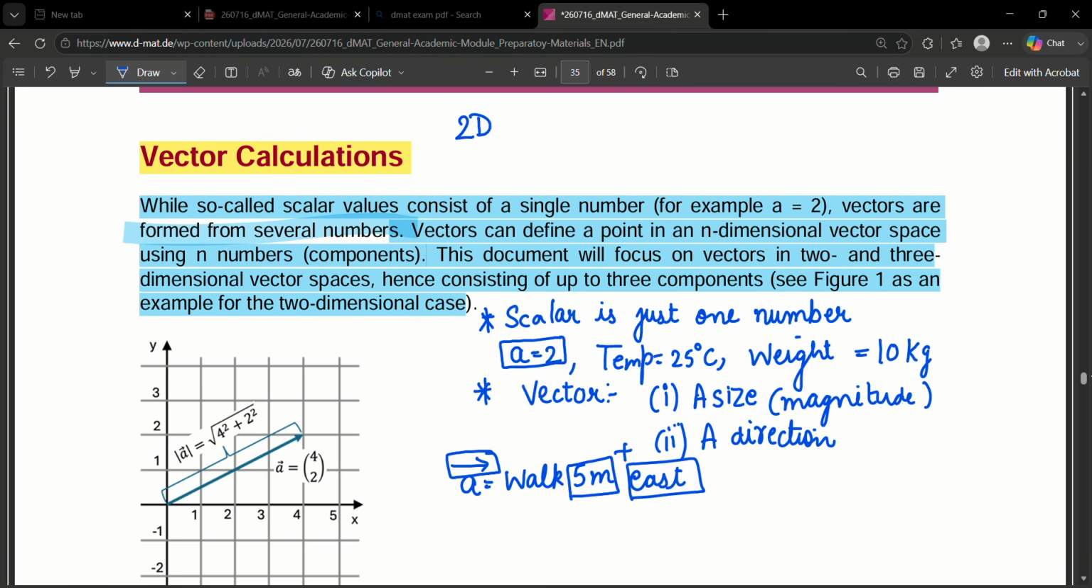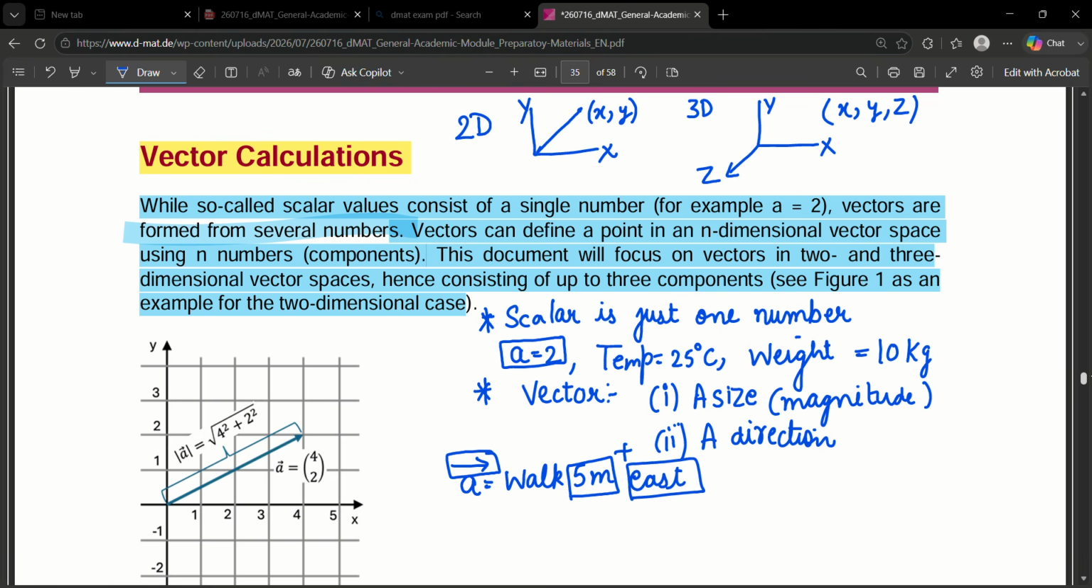2D means 2-dimensional, 3D means 3-dimensional. Means you can get points like this where 2 alphabets are there, 2 coordinates are there, and you can also get a point where 3 alphabets are there, x, y, z. For those you have to solve vectors.